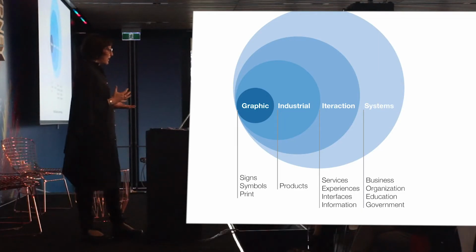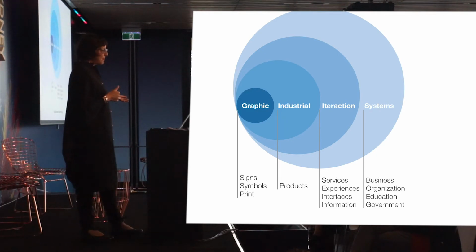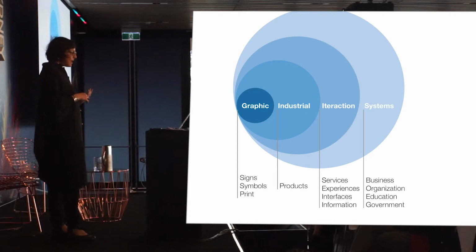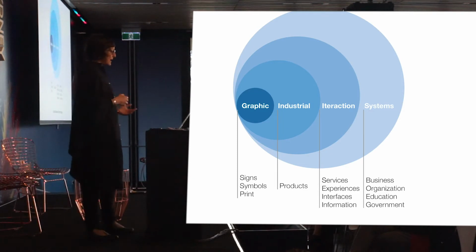This is an infographic by a design theorist called Richard Buchanan, and he postulates that there are 4 orders of design. So we have graphic design, which involves designing signs, symbols, and print. Industrial design, which is more focused on the design of products. Interaction design, where we design services, experiences, interfaces, and information.